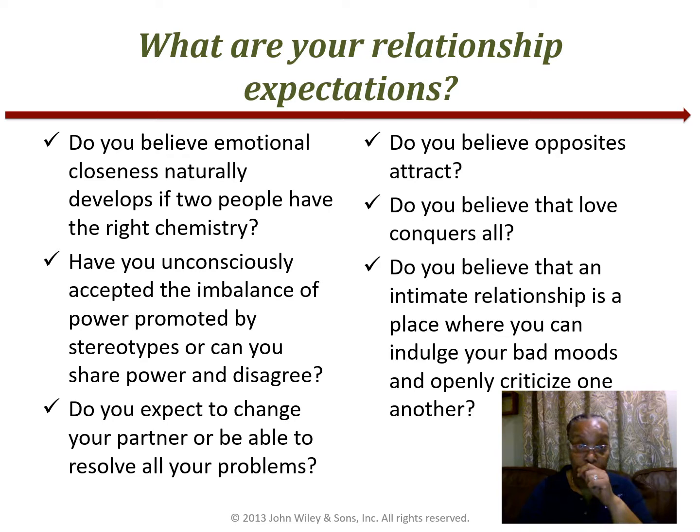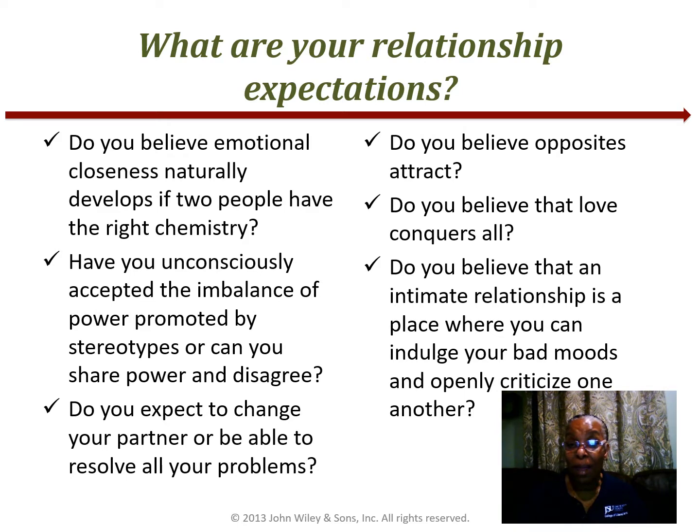So first thing you want to be able to do is establish what we call love maps. It's thinking to yourself, do you believe that emotional closeness is naturally developed when two people have the right chemistry? And that's where you continue and you answer these questions for yourself. Make up your own love map. Okay? All right.